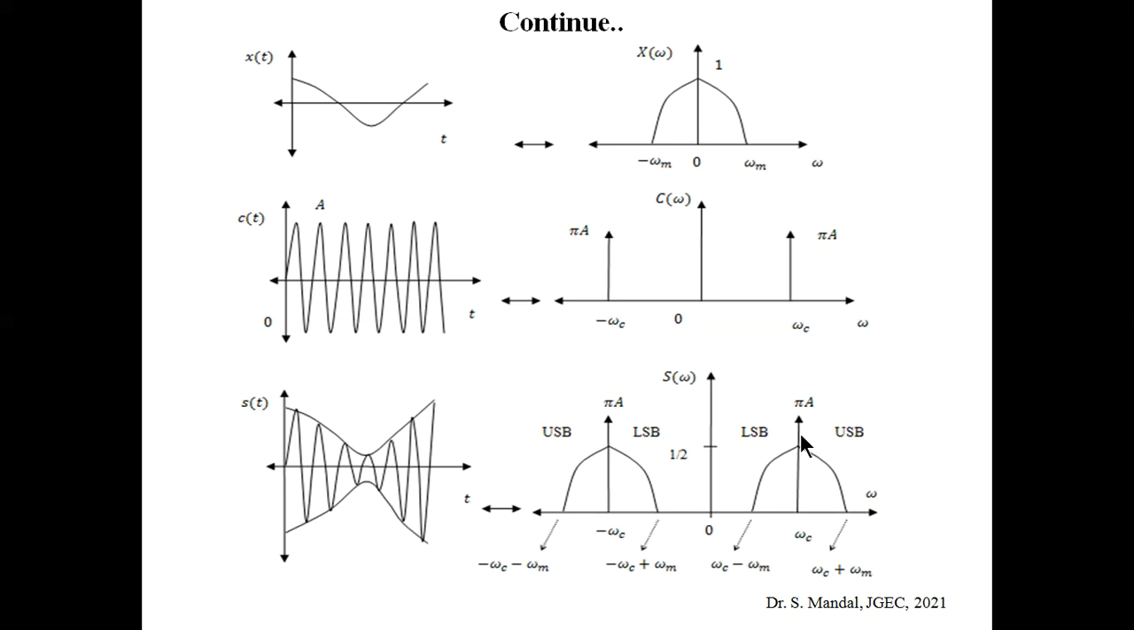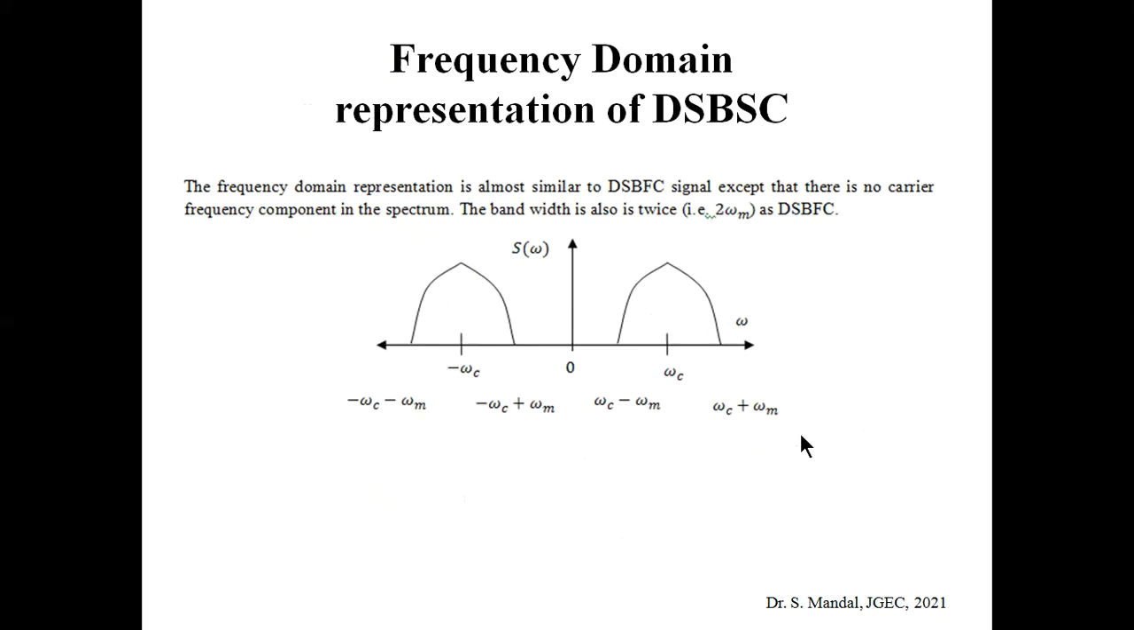Okay, I hope everything is clear. DSBFC and DSBSC, the difference is, again I'm repeating, double sideband. Why do we use the term double sideband? Because there is a higher frequency component and a lower frequency component with respect to omega c.